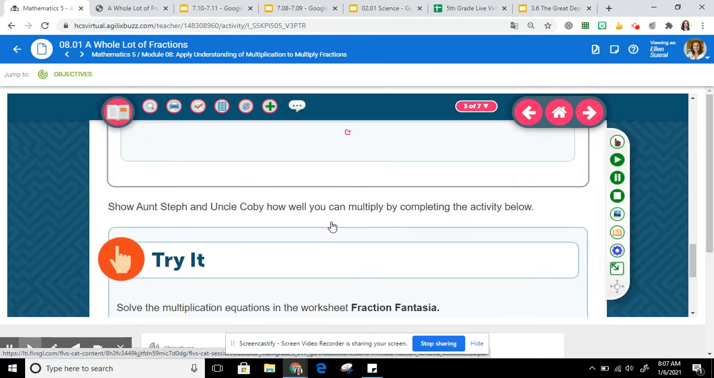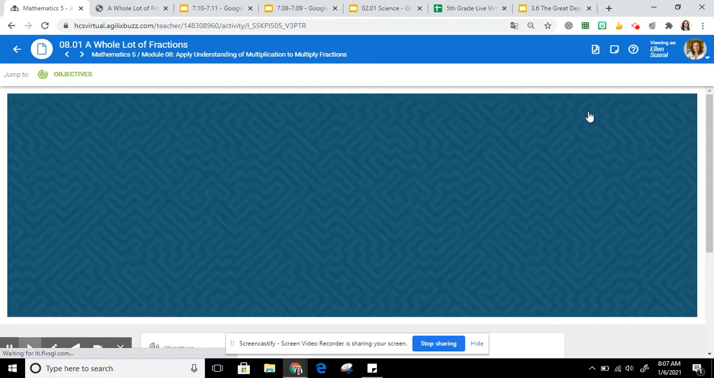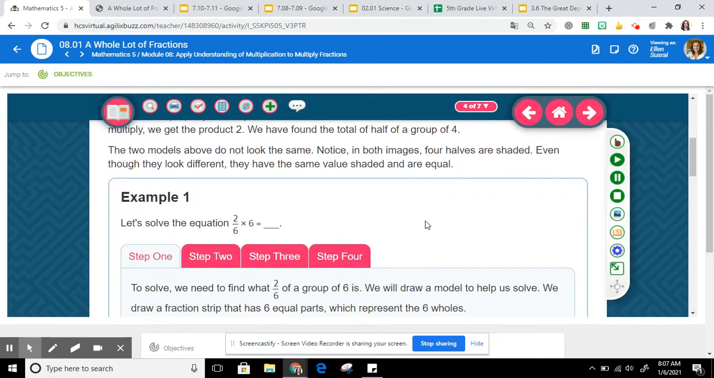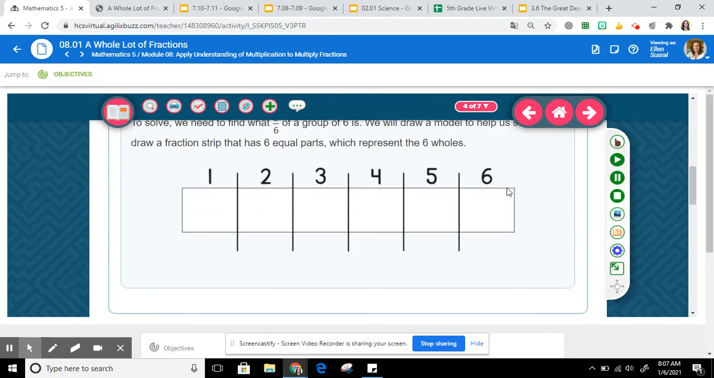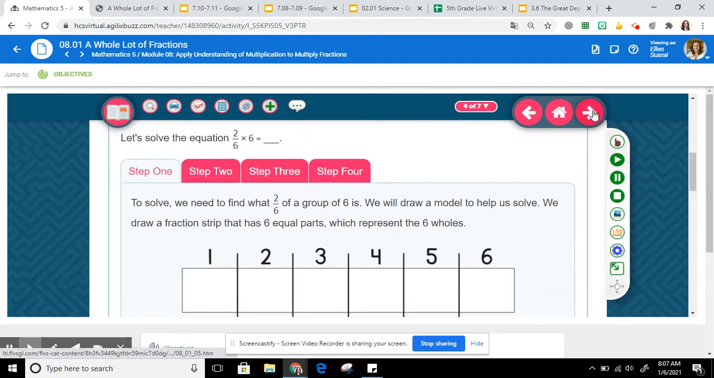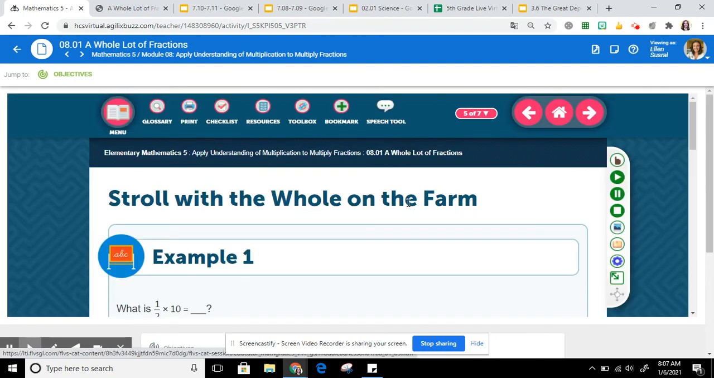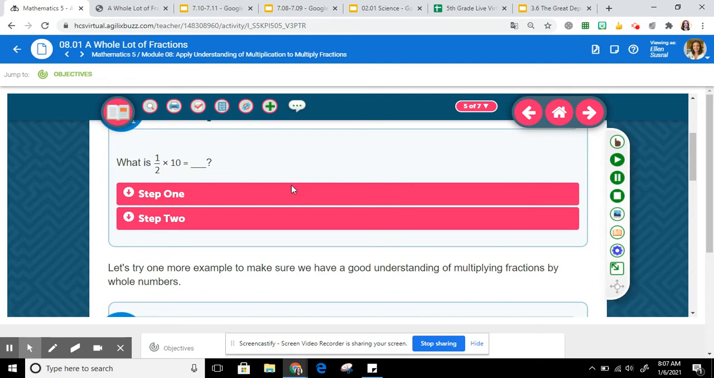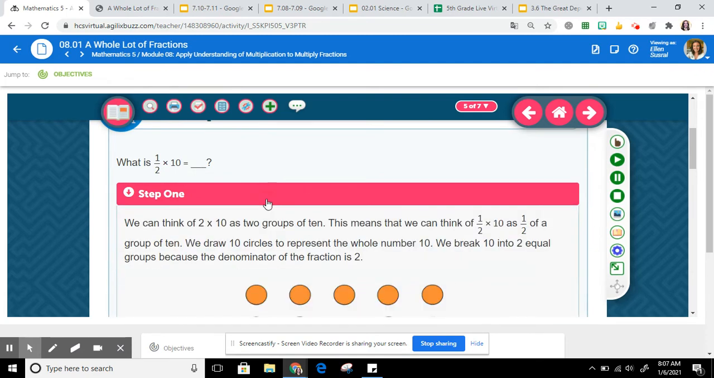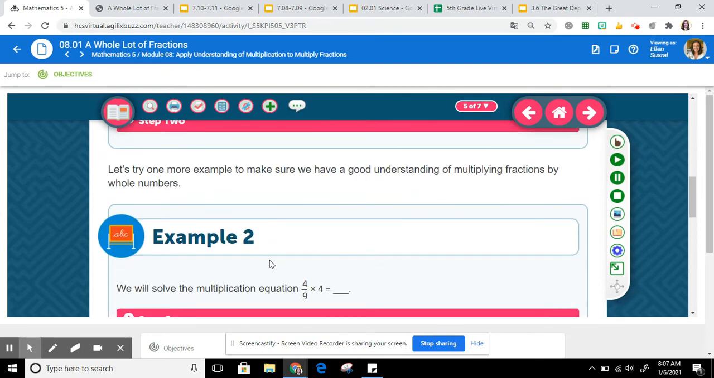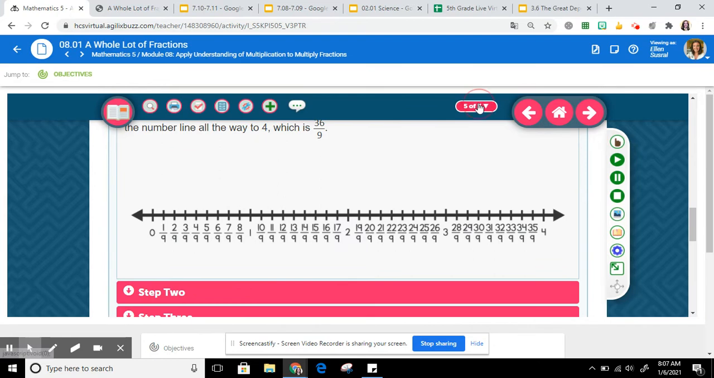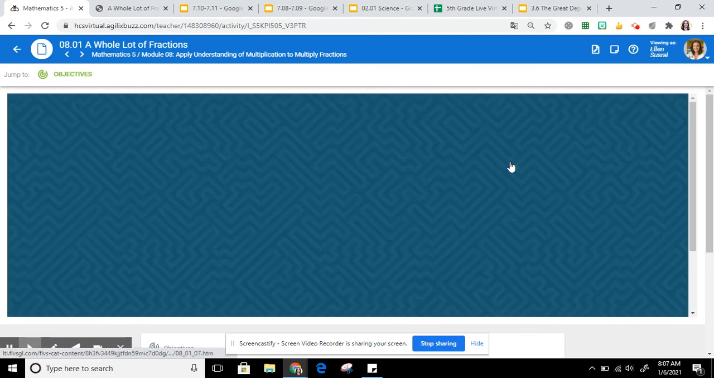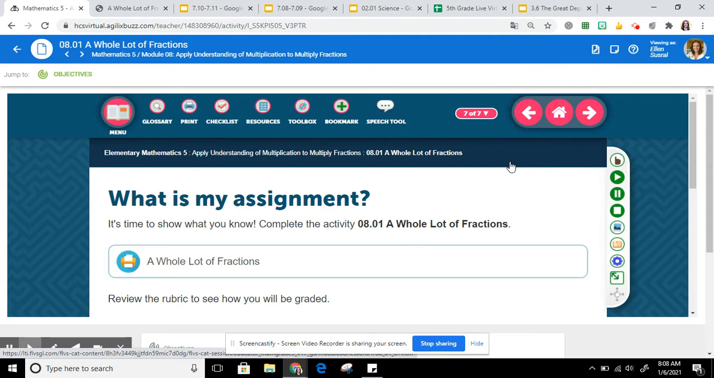So there are all different types of models you can use and draw to help you multiply a fraction by a whole number. Here they're using a fraction bar divided up. So for the ones that I'm going to be doing, I'm going to use an area model almost. So this just shows you all different examples of how you can use models to multiply a fraction by a whole number. So make sure you go through and look at all the different examples.